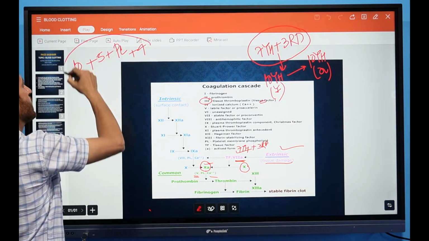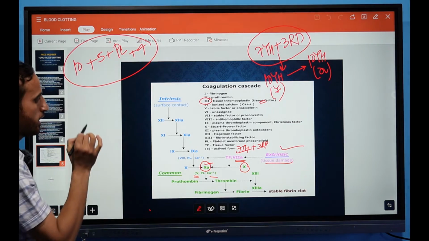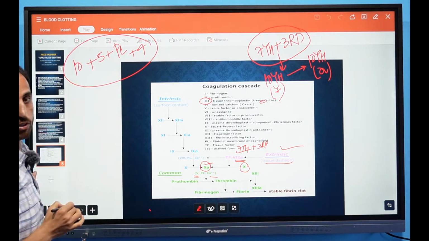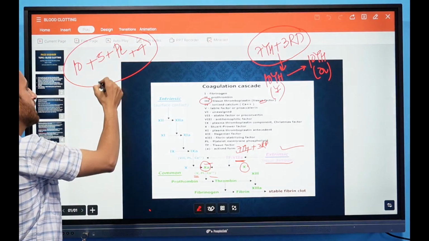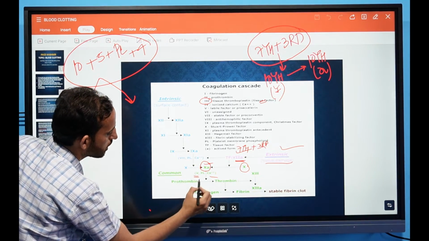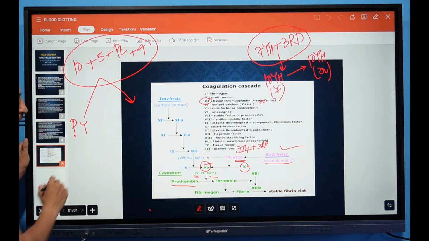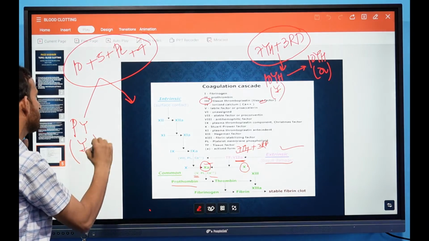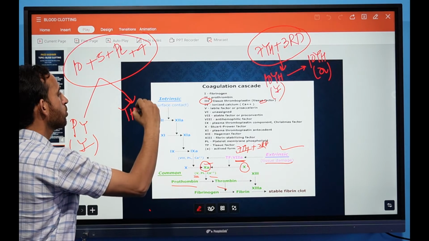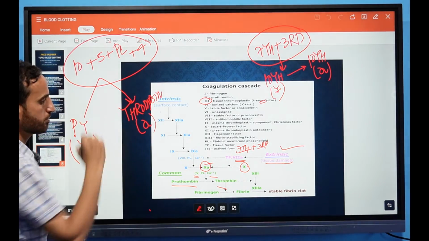So this will make a complex: the 10th blood clotting factor, the 5th blood clotting factor, the platelet membrane phospholipid, and the 4th blood clotting factor. They will make a complex, and this complex will be responsible for the conversion of prothrombin. I will write in brackets, I means inactivated, so it is converted into thrombin. And what is thrombin? Thrombin is the activated form.